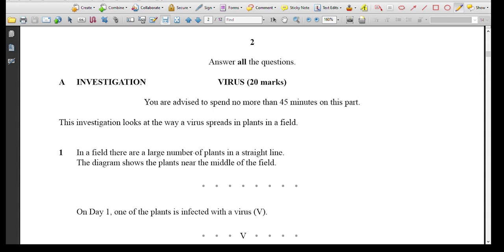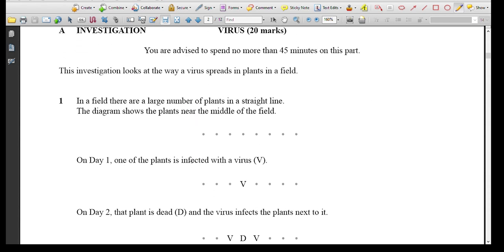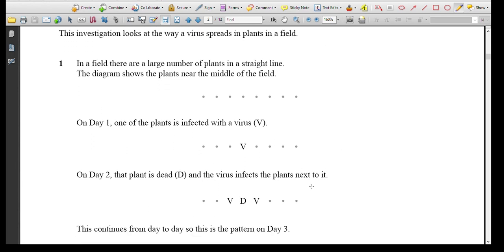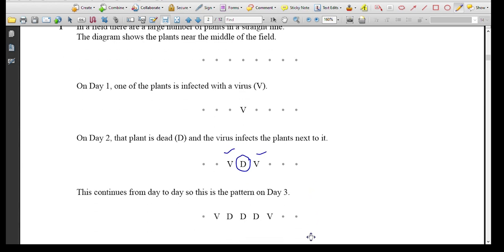Okay, let's start reading the information, and it is very important to keep all the details in our mind to score the full mark. In a field, there are a large number of plants in a straight line. This diagram shows the plants near the middle of the field. So the plants are in the straight line. On day one, one of the plants is infected with a virus V. Yes, it has been mentioned here as V. On day two, the plant is dead. So the dead plant has been mentioned as D here. And the virus infects the plants next to it, so that has been mentioned as V and V here.